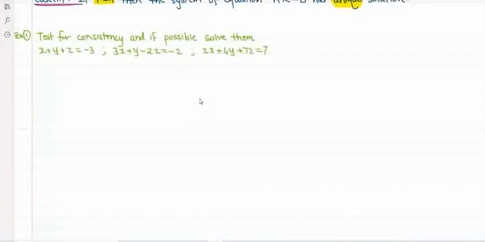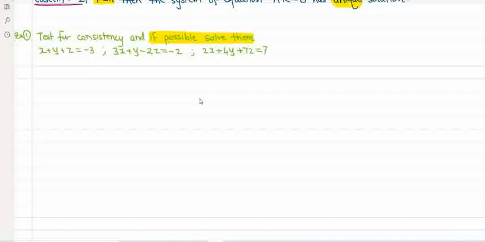Test for consistency means when a system of non-homogeneous equations is given, first you have to verify whether a solution exists or not. Here see the words if possible mean if a solution exists then solve. If no solution, you have to conclude that the given system of equations does not possess a solution. That's it. So first I will represent the given equations in matrix form.